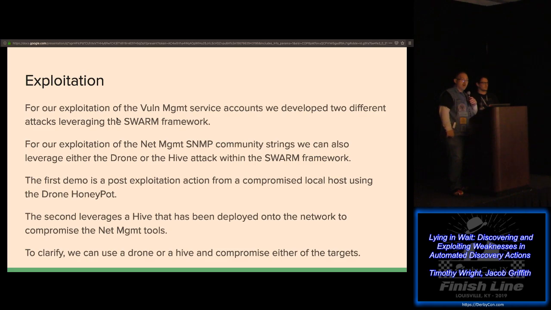Cool. So for exploitation for the vulnerability management service accounts, again, we have two types of attacks that were developed. Both the drone and the Hive can compromise vulnerability management systems. And for the network management SNMP community strings, again, the drone or the Hive will work for us. So we're going to do some demos of these attacks for you guys this morning. Again, this is post-exploitation. So what we're going to be looking at is you've landed on a machine and we have elevated rights on a single host. I'm going to try to stress that.